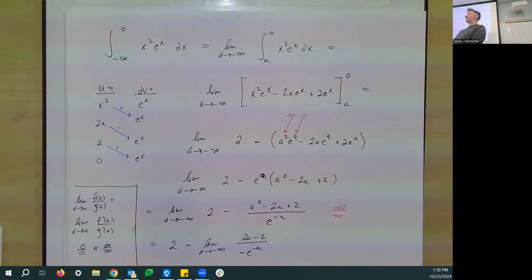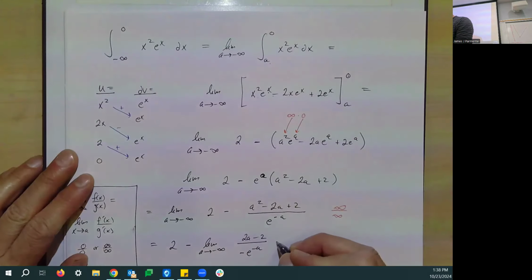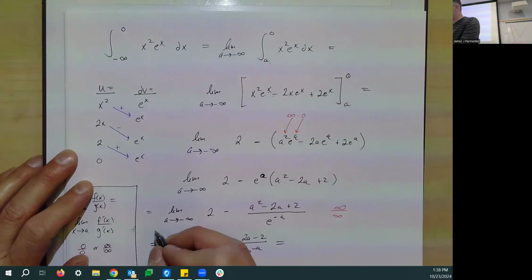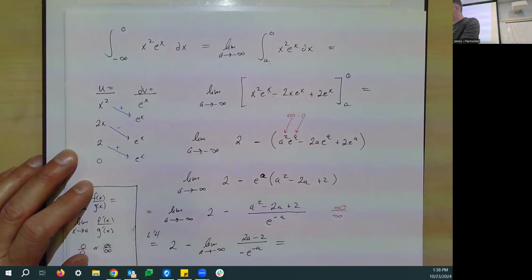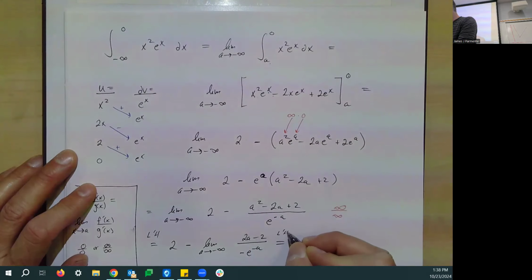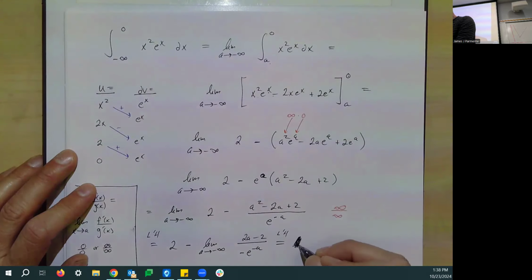And we still have an infinity over infinity type. Technically, it's negative infinity over negative infinity, but I don't really care about the signs. So then we do it again. And usually when I'm using L'Hopital's rule, I like to write a little L apostrophe H, so the person who's grading my work knows I used L'Hopital's rule. If we do it one more time, and I should write the 2 out in front still, 2 minus the limit as a approaches negative infinity. The derivative of the top is 2. The derivative of the bottom is positive e to the negative a.